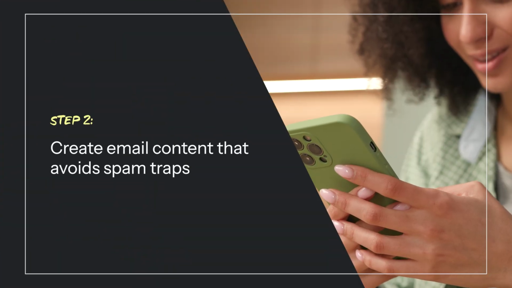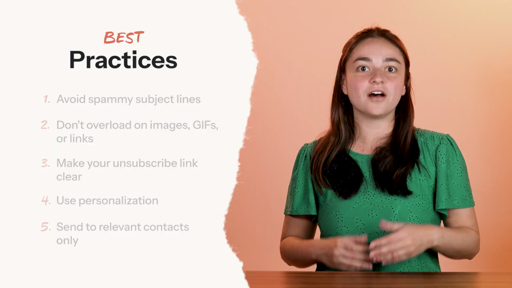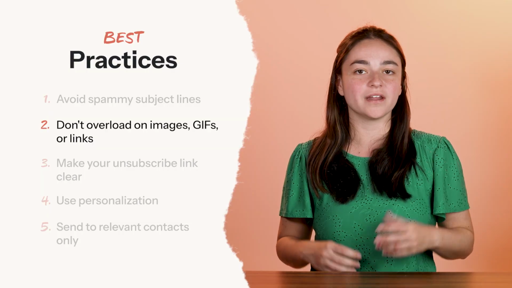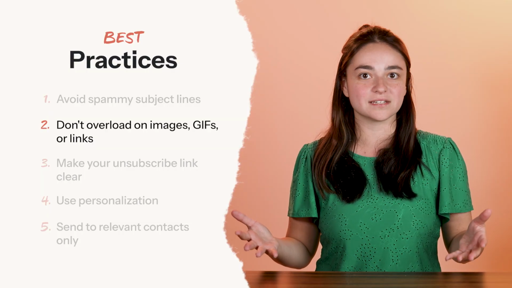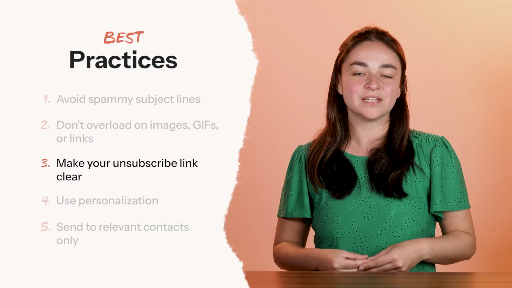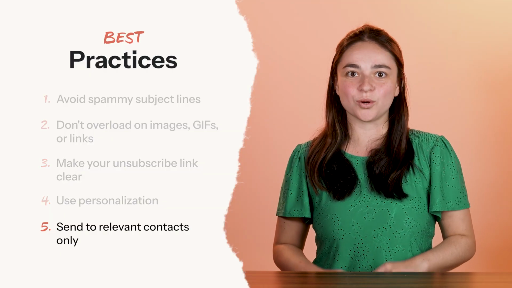Step 2. Create email content that avoids spam traps. Your email content plays a vital role in how inbox providers assess your validity as a sender. Here are some key best practices to help your emails reach the inbox. Avoid spammy subject lines. Don't overload on images, GIFs, or links. Make your unsubscribe link clear. Use personalization and send to relevant contacts only.